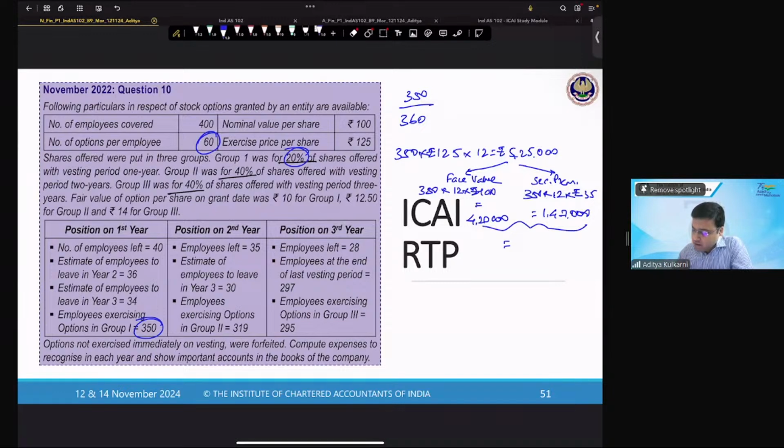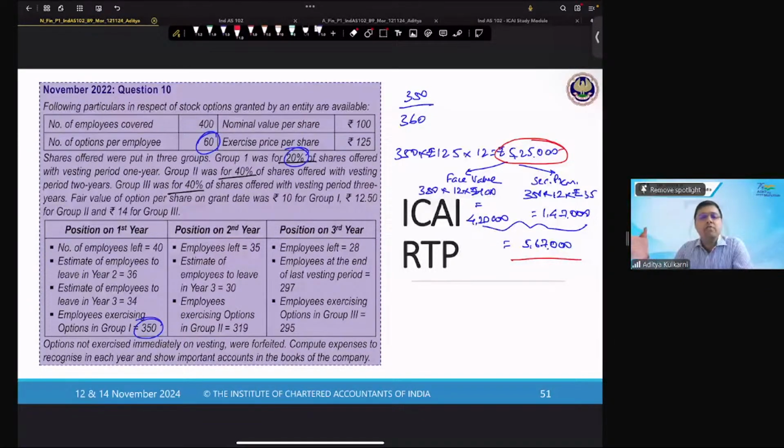420 plus 147? 5,67,000. But sir, money has come only 5,25,000, na? So how am I recognizing? He has given services, na? He's given services or not? Yes, sir. So when he has given those services, it will be coming out from SBP reserve.